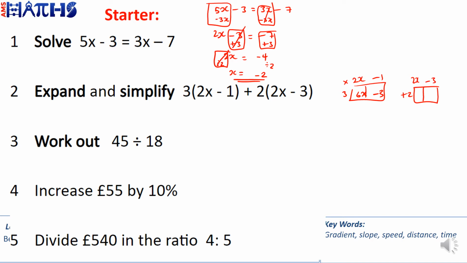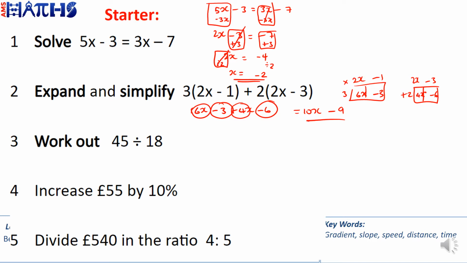So 2 times 2x is 4x, and 2 times minus 3 is minus 6. So those are our 4 terms. We got 6x minus 3 and 4x minus 6. Then we'll simplify. 6x plus 4x will give us 10x, and minus 3 minus 6 will give us minus 9. So that's our final answer.